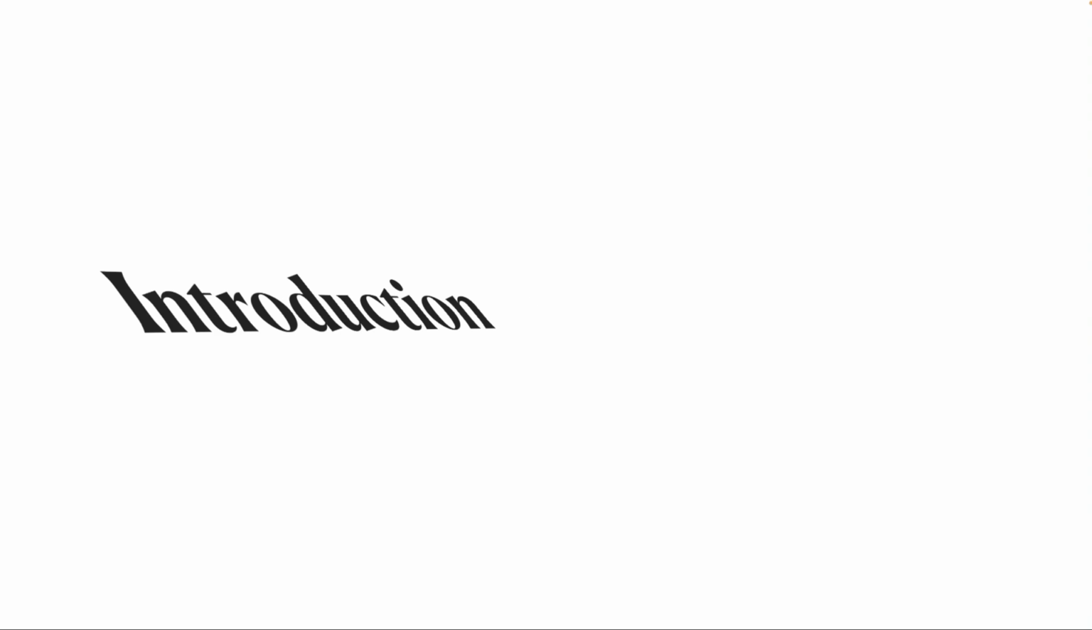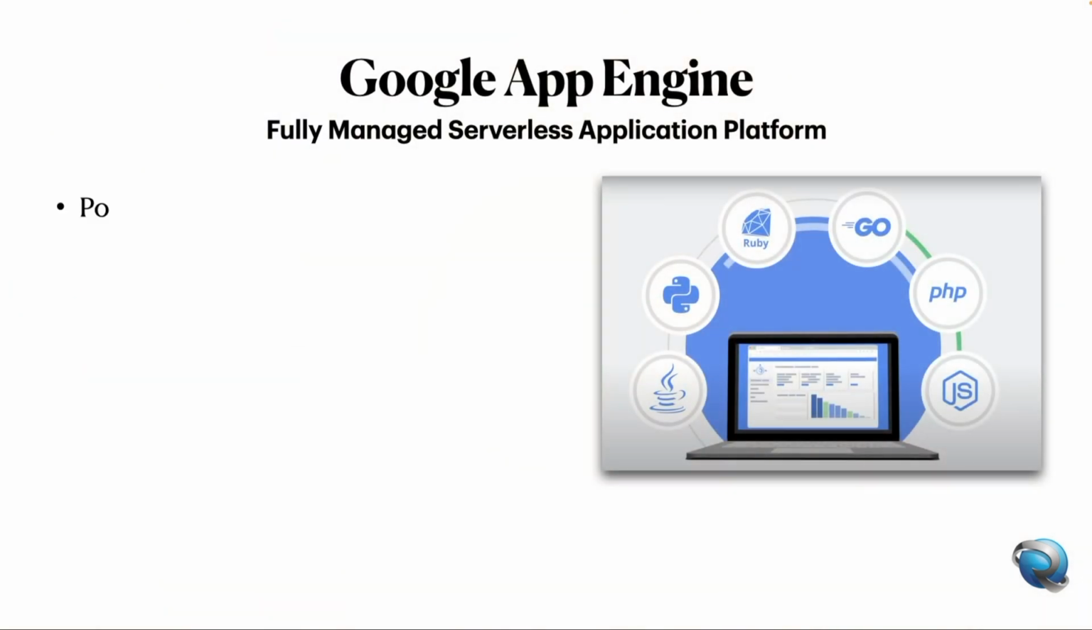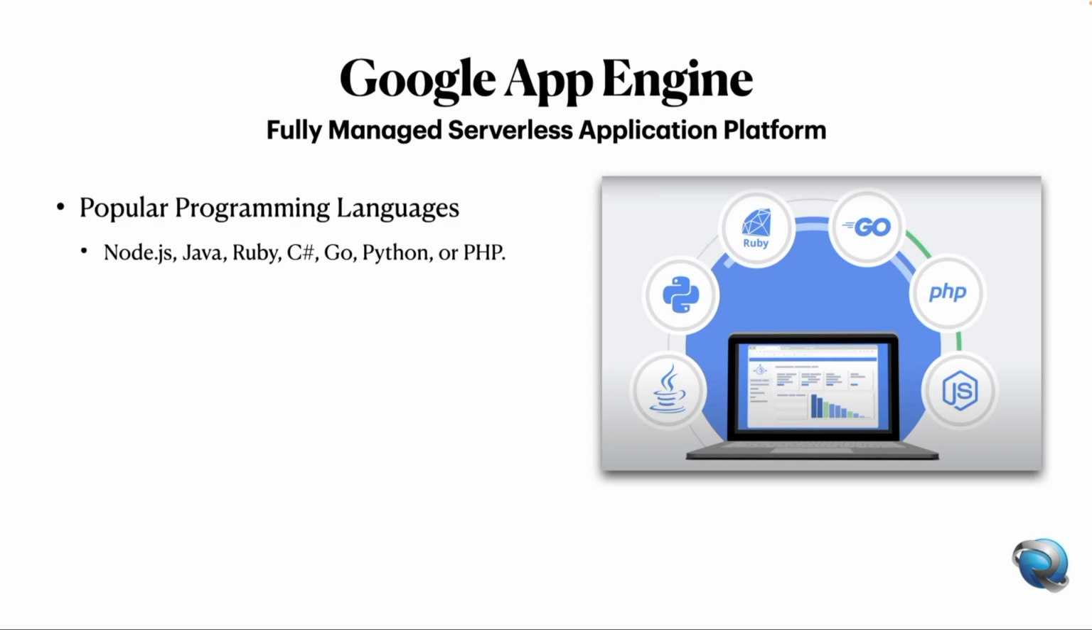Let's get started. App Engine is a fully managed serverless application platform with a very simple administration. You write your code in any supported languages or run custom containers with a language and framework of your choice, like Node.js, Java, Ruby, C#, Go, Python, and PHP. Afterwards, once your code is ready, you run gcloud app deploy. Boom, the application is running in Google App Engine.